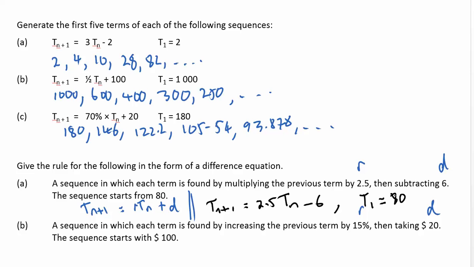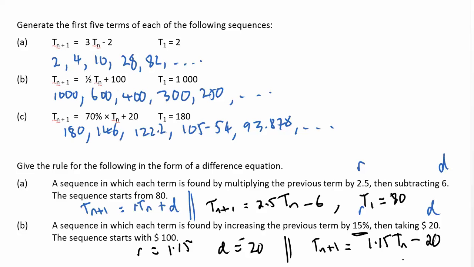The next instance, increasing by 15%, so the R is going to equal 1.15. The D is minus 20. Starting at 100 or $100.